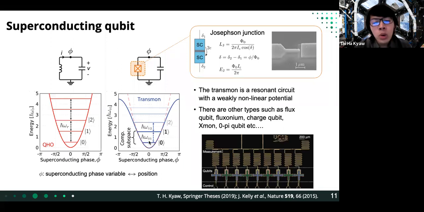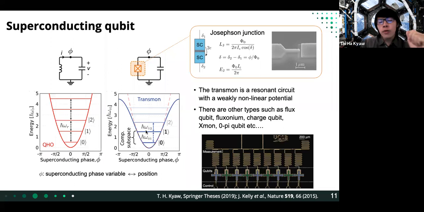Okay, so normally, again, in this figure here, this anharmonicity is not that big, right? So still the separation between 1 and 2 is almost equal to the separation between 0 and 1, right?